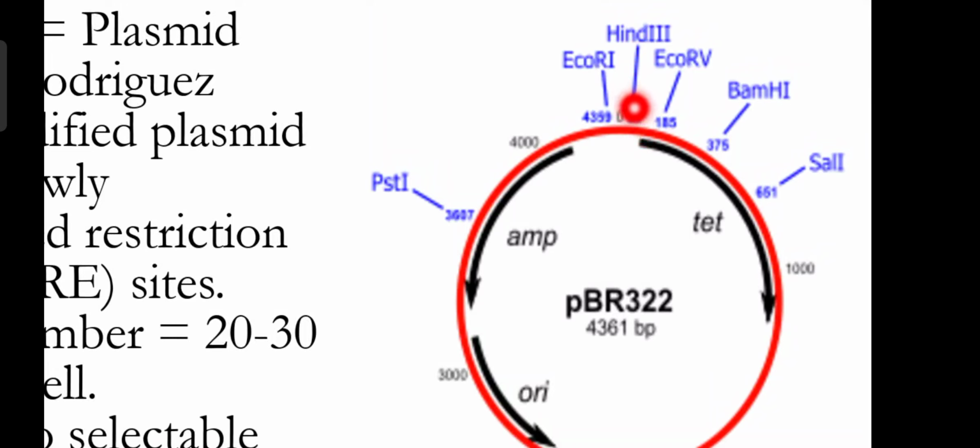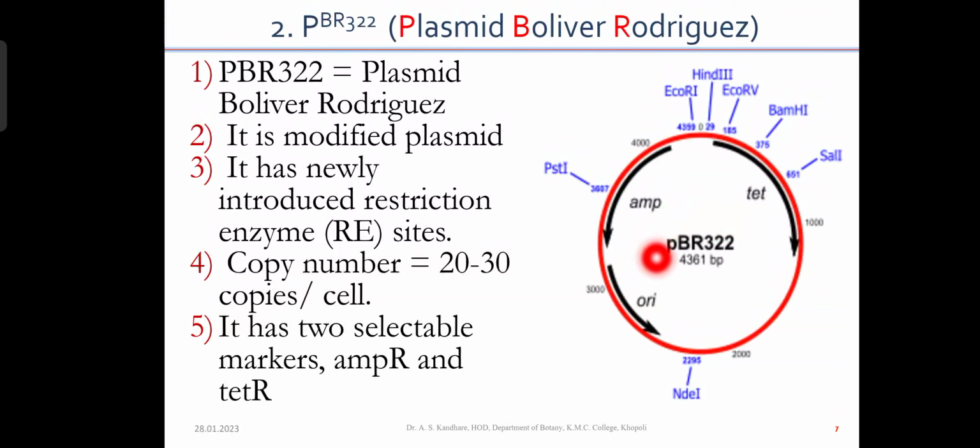HindIII can cut here. EcoRV can cut here. BamHI can cut here. SalI can cut here. PstI can cut here. So these are the specific sites. These restriction enzymes can cut this vector. When a cut is made at a specific site, we can insert our gene of interest at these locations. Okay, so this is the construct of pBR322.